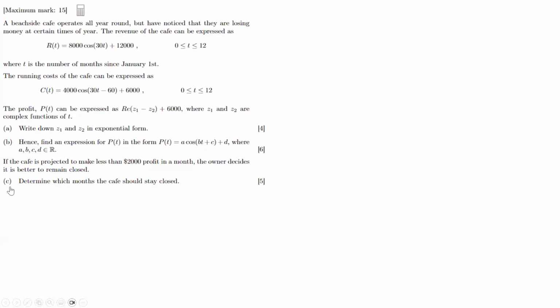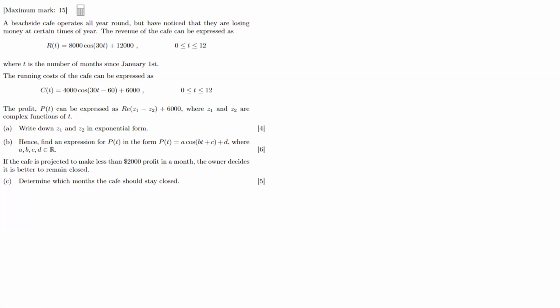So the last part of this question is to determine which months the cafe should stay closed. And just noting, we got one more piece of information here. The cafe is projected to make less than $2,000 profit in a month sometimes, and the owner decides if it is going to make less than $2,000 in a month, they're just going to remain closed. So we've got to determine when should the cafe stay closed and when should it be open.